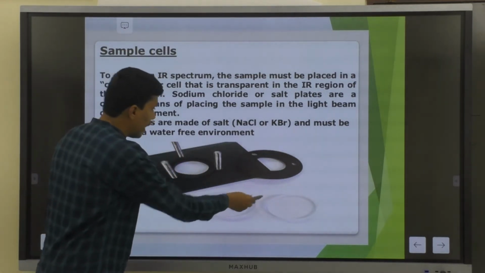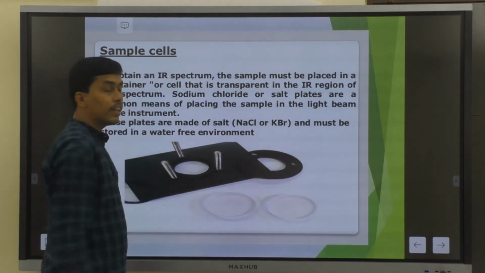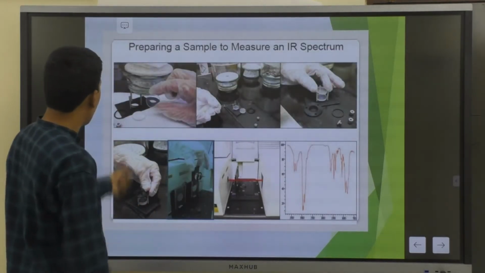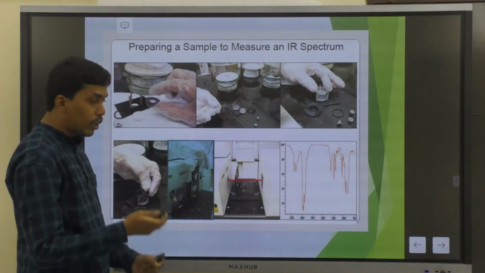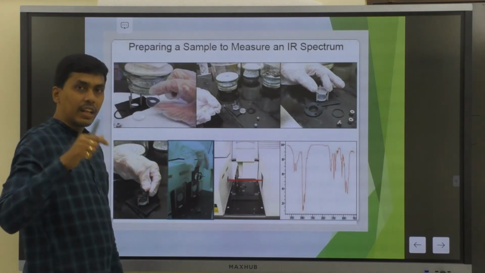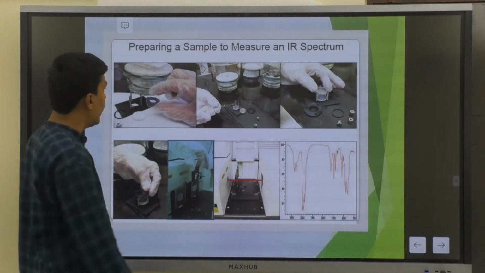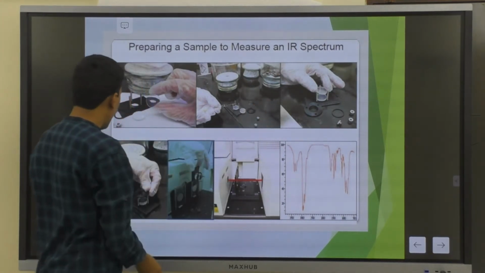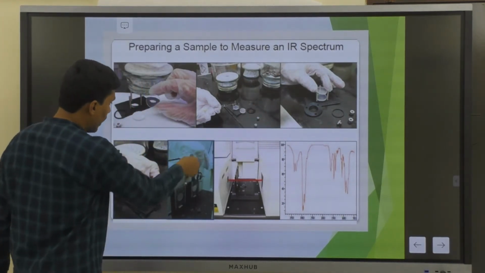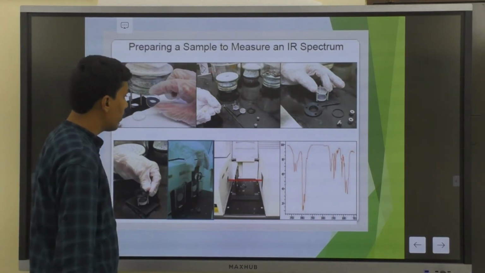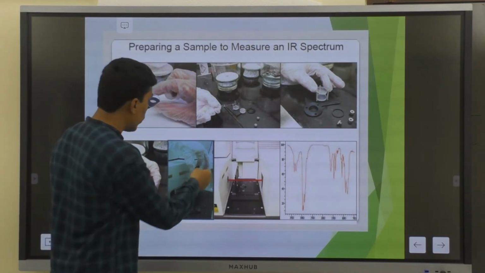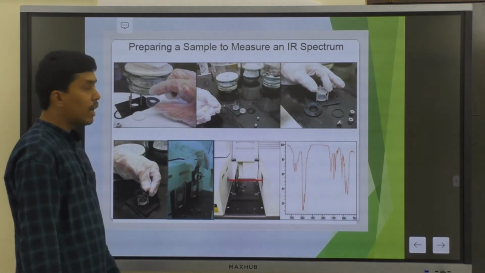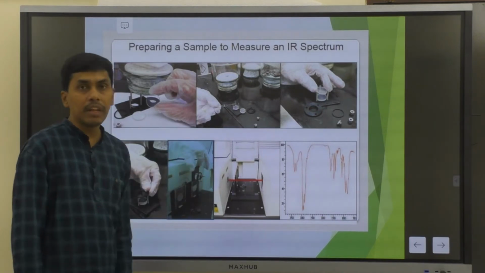We need to use a plate like this and you need to keep some compound on the plates. These plates are made of sodium chloride or KBr. You can see here, this is the plates we are using. You need to use gloves and you cannot touch the plate with your fingers or hand. You need to put the compound on the plate like this. Afterwards you need to keep it in the container and place it in the instrument. After switching on, this instrument passes IR radiation through the sample and we will get this spectrum. Okay. So every time after use, clean the plates and keep them in the desiccator, which means a water-free environment.